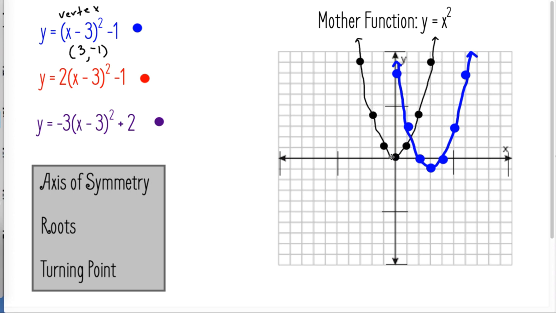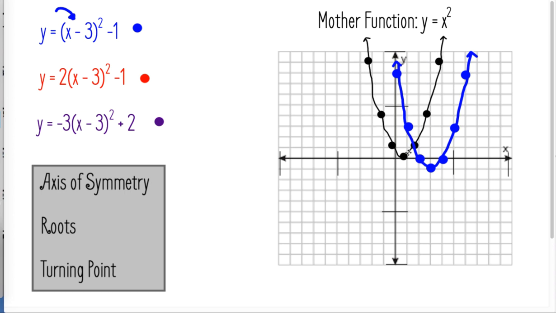Now if you notice, Mama moved 3 to the right, because this is what we were talking about, that if you are inside parentheses, you do the opposite. So Mama told baby to go negative 3, and it said, I'm going to go positive 3. 1, 2, 3. Every point on the mother parabola moves 3 to the right. Then negative 1 is outside parentheses. That's the y-axis, so the graph moves down 1.